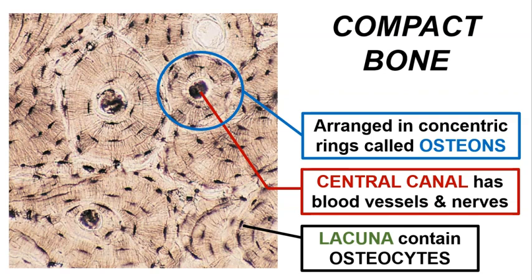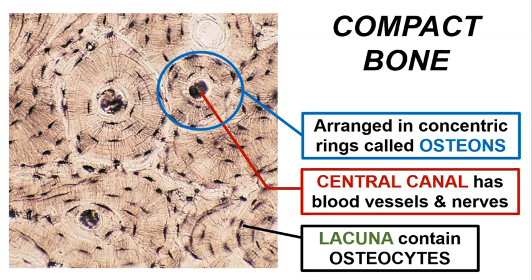In the middle of the osteon is the central canal, which contains blood vessels and nerves. And bone tissue we see is very well vascularized with small blood vessels and small capillaries that are going to bring nutrients and oxygen to the bone cells.